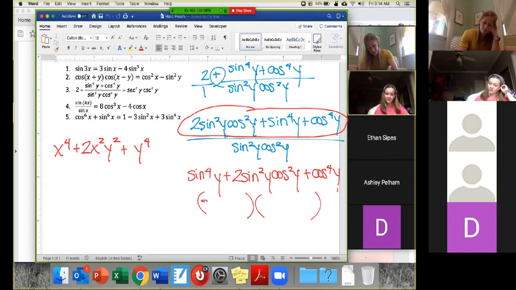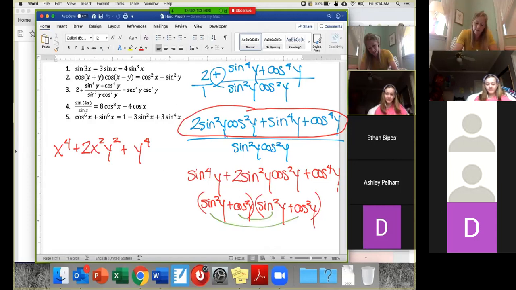Sine squared plus cosine squared. Okay, so I'd do sine squared and sine squared in the first one. Cosine to the 4th, I would think plus cosine squared and plus cosine squared. How do I check if this works for factoring? You could multiply it back out, right? Outer and the inner. So sine squared, cosine squared, sine squared, cosine squared. If I added the outer and inner terms together, it would give me 2 of the same term, right?